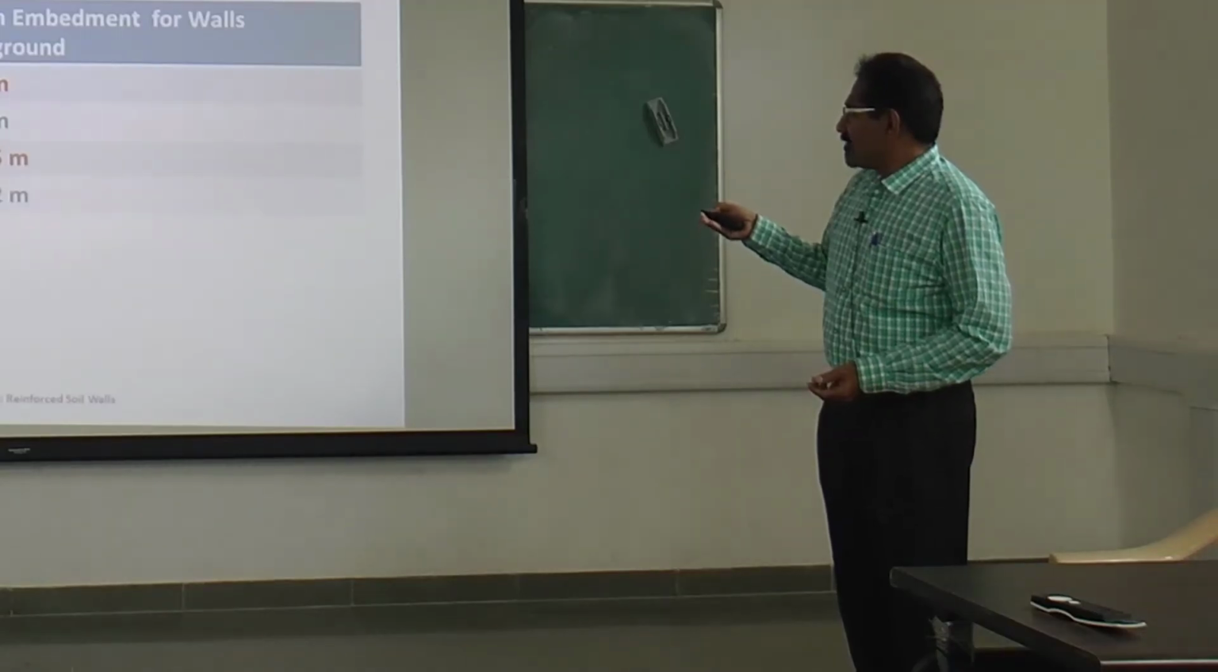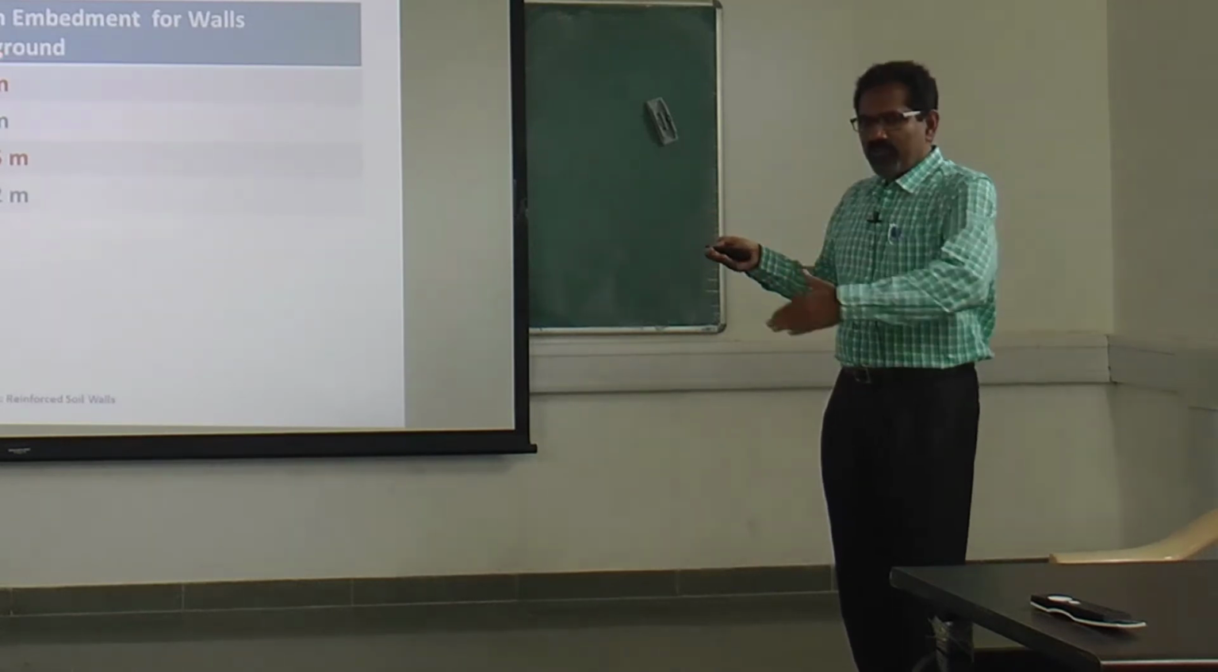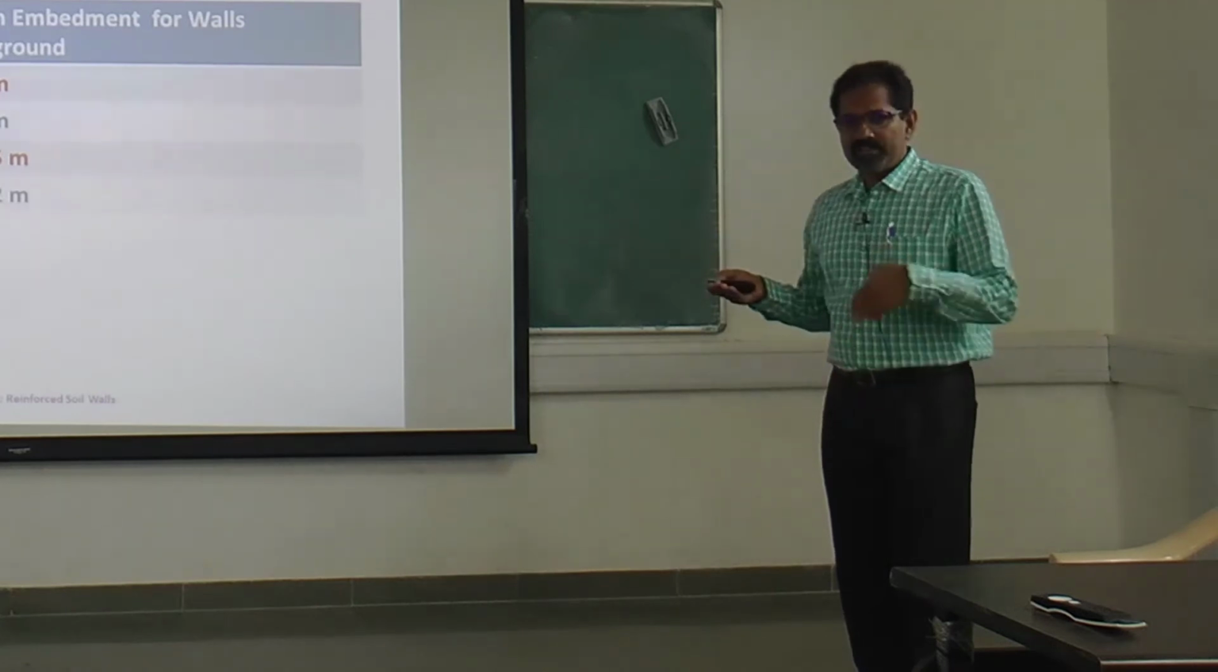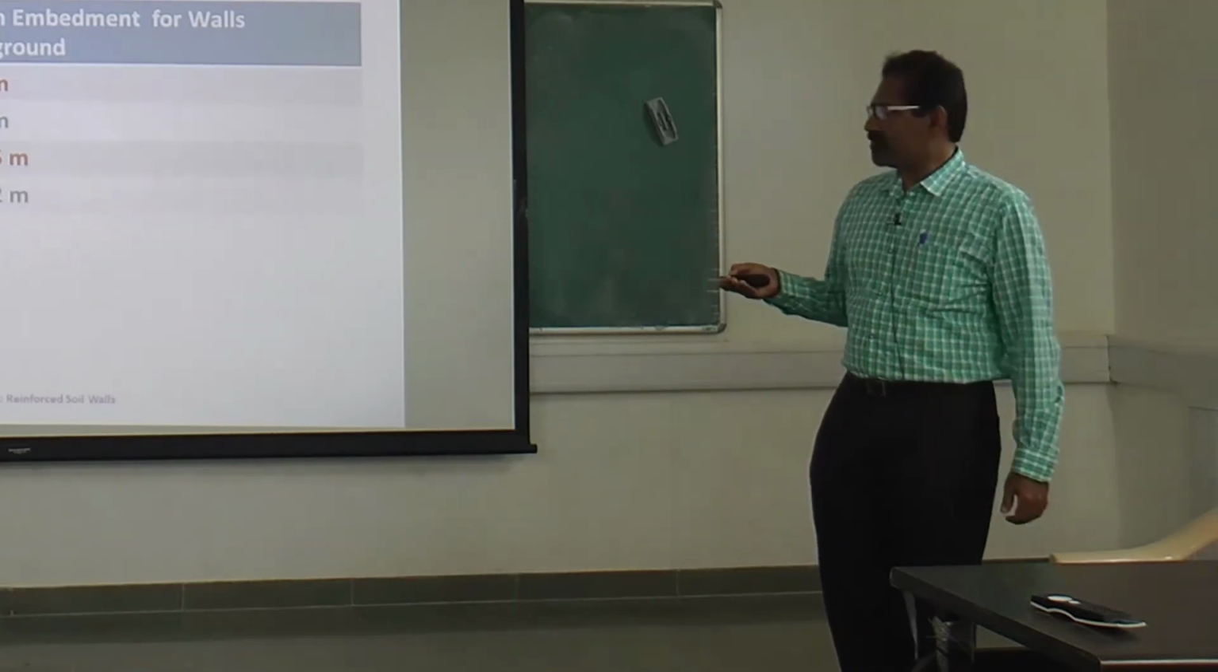And again, this is on level ground. Suppose we have a slope in front of the wall, then it has to be more. And similarly, if it is a bridge abutment, it has to be more.